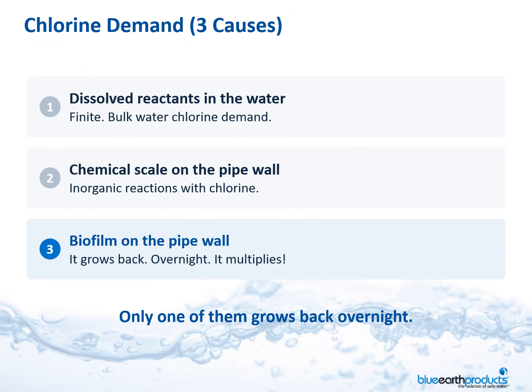So let's go ahead and talk about the chlorine residual first. And there's really 3 ways in which the chlorine residual can disappear in a building. It can come from reactants that are dissolved in the water. It can come from the inorganic chemical reactions on the chemical scale that's on the pipe, but it also comes, and probably predominantly in these situations, from the biofilm on the pipe wall, because that is what grows back with any amount of stagnant water.